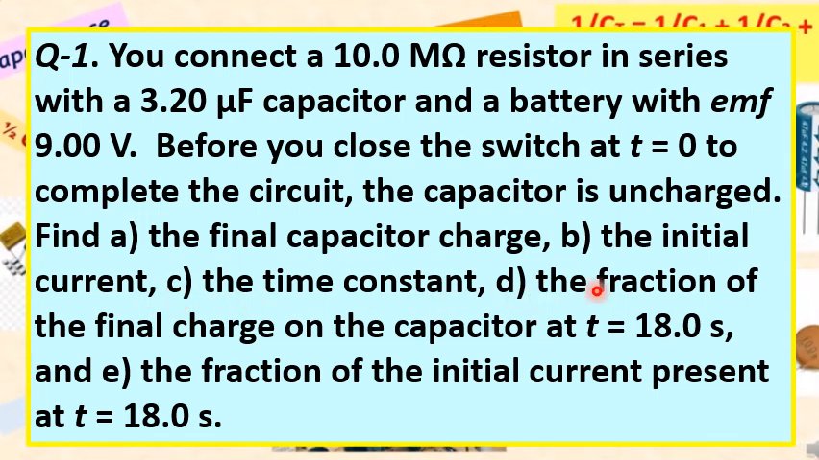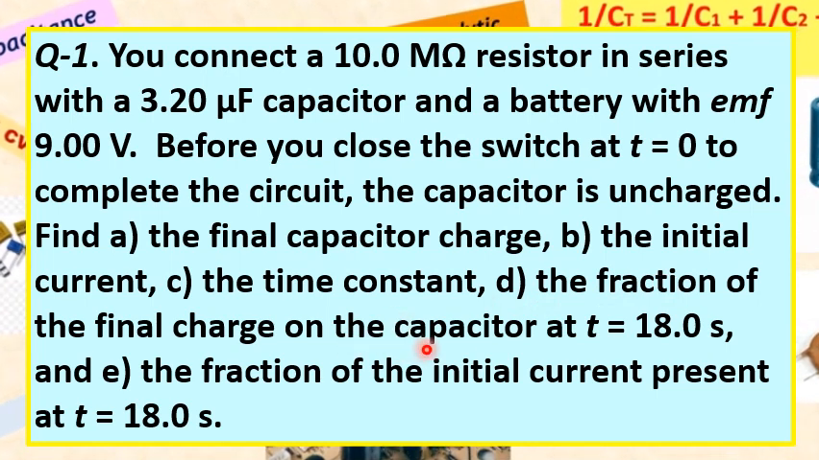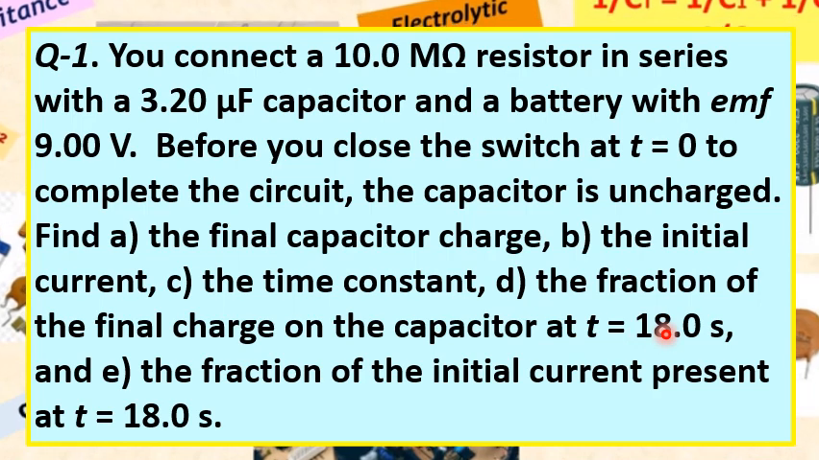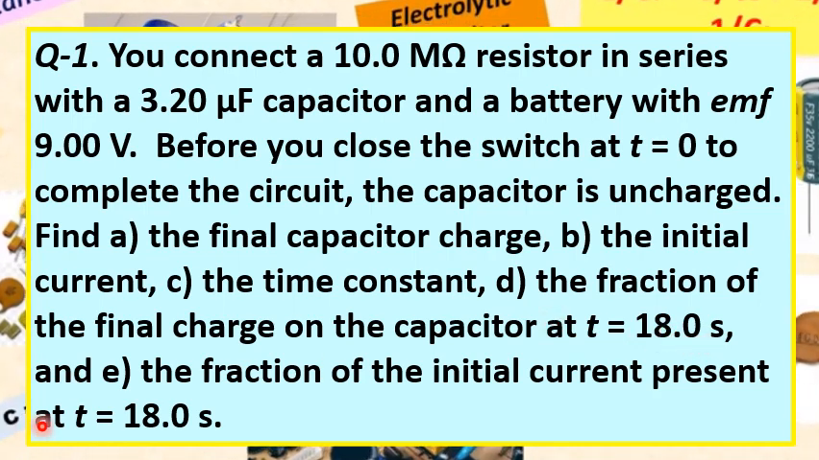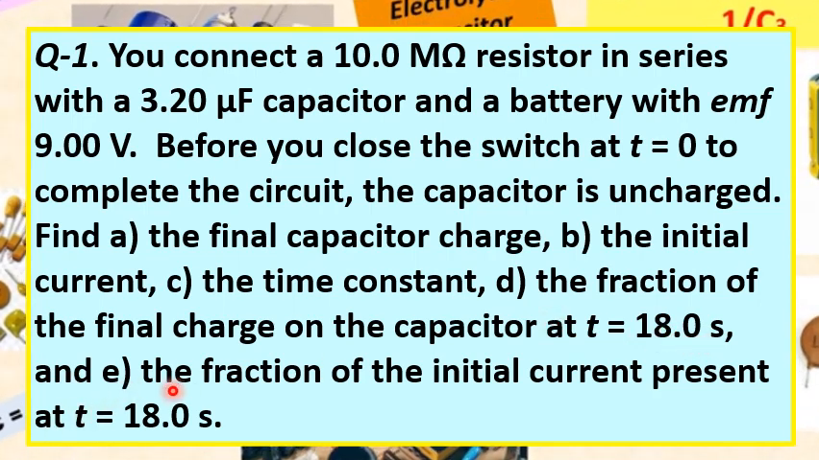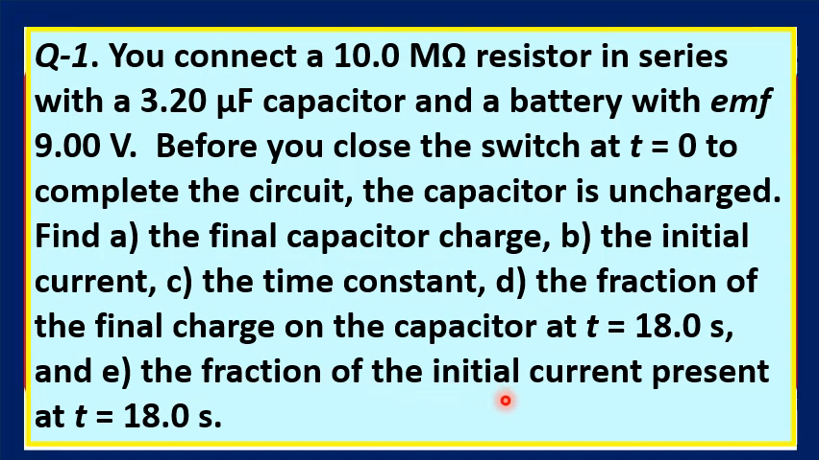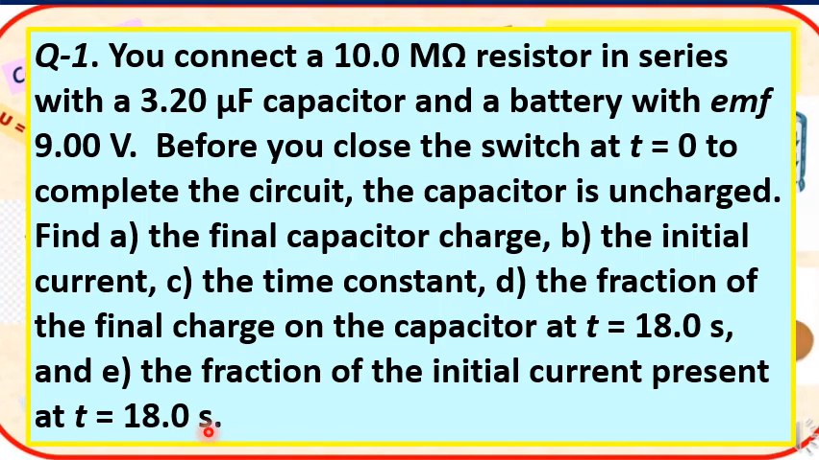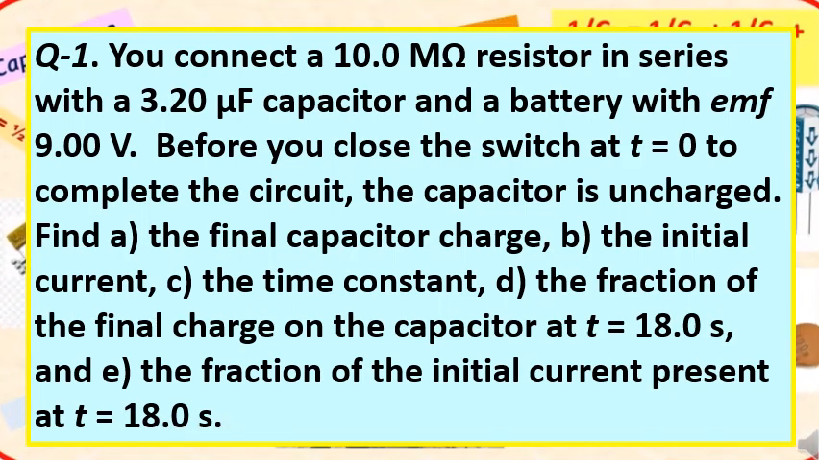Letter D. Find the fraction of the final charge on the capacitor at time equals 18.0 seconds. And question letter E. Find the fraction of the initial current present at time equals 18.0 seconds.